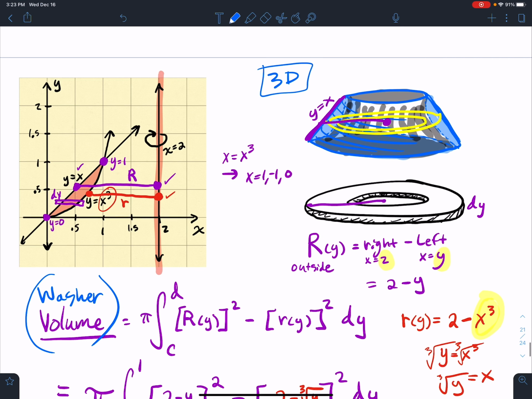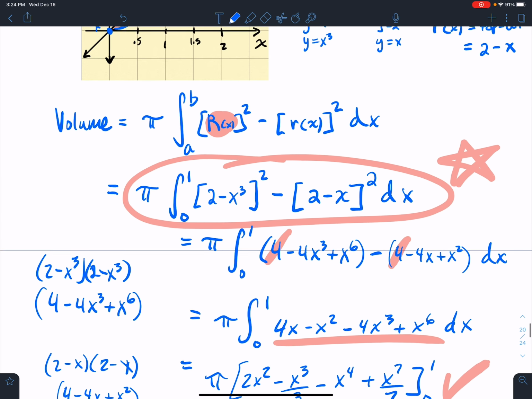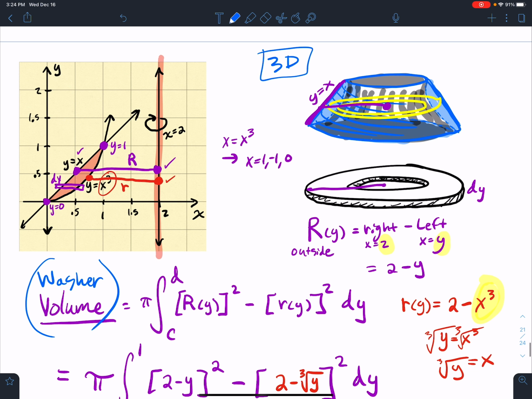Just going through the steps. The hardest part is finding that distance, okay? And when it's a dy, you're doing right minus left to get the outside and inside radius. When it's a dx problem, you're doing top minus bottom for the outside, and then top minus inside bottom for the inside, for the smaller radius. Okay, so always do perpendicular with the disk or washer method. You're perpendicular to the axis that you're rotating about.